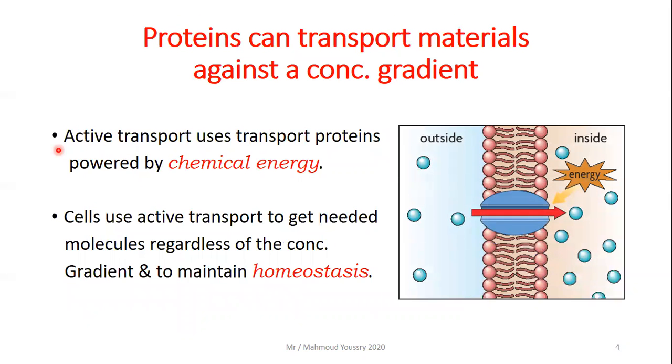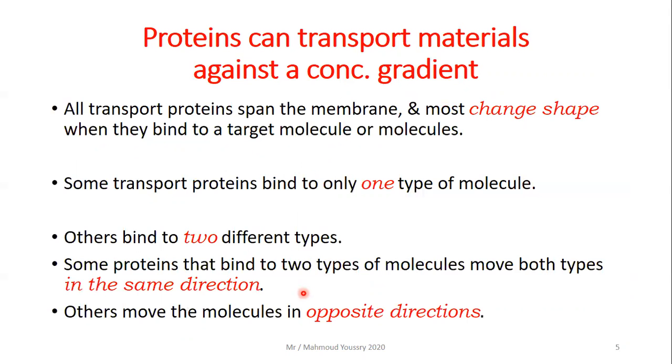Active transport uses transport proteins powered by chemical energy because it is pushing the molecules. As you can see in this graph, the molecule concentration outside is lower than inside. And although the concentration is higher inside, the molecules are moving from the area of lower concentration outside the cell to the area of higher concentration inside the cell using energy. Cells use active transport to get needed molecules, regardless of the concentration gradients, and to maintain homeostasis. And we already know that homeostasis is the stable internal environment of the cell.